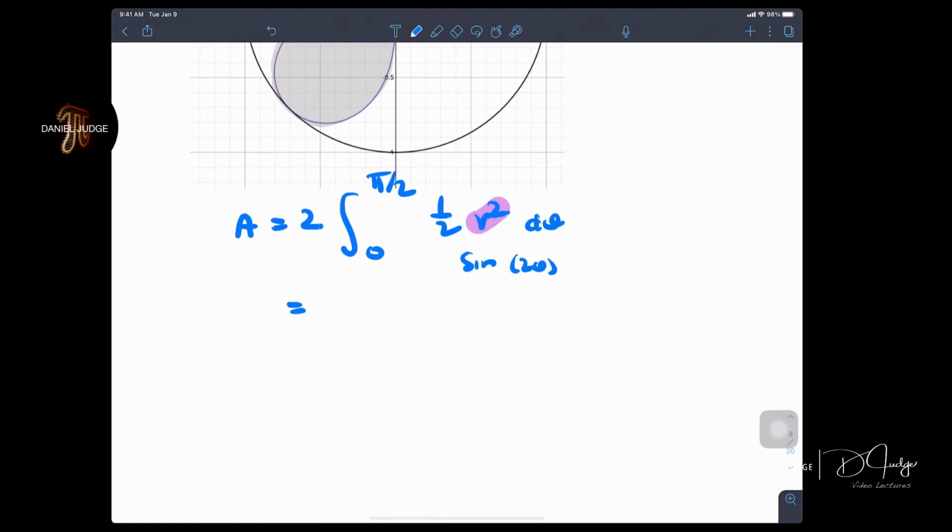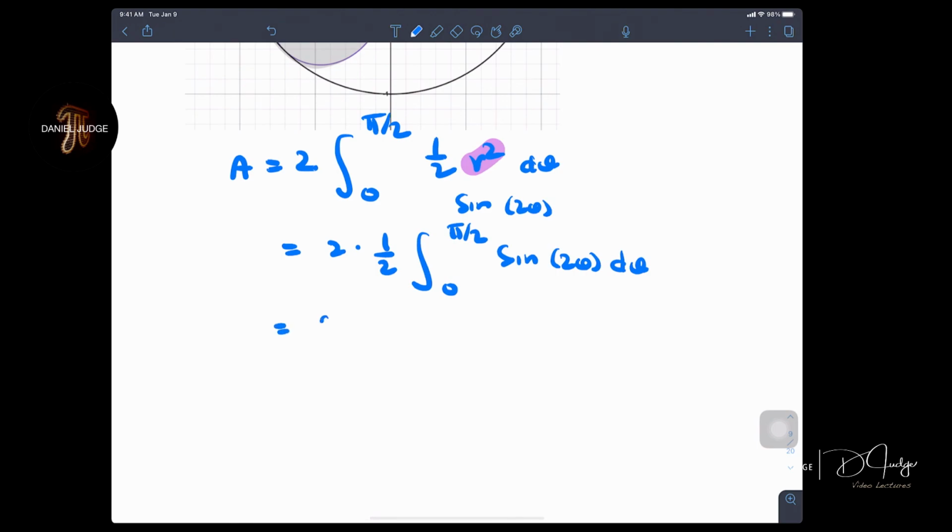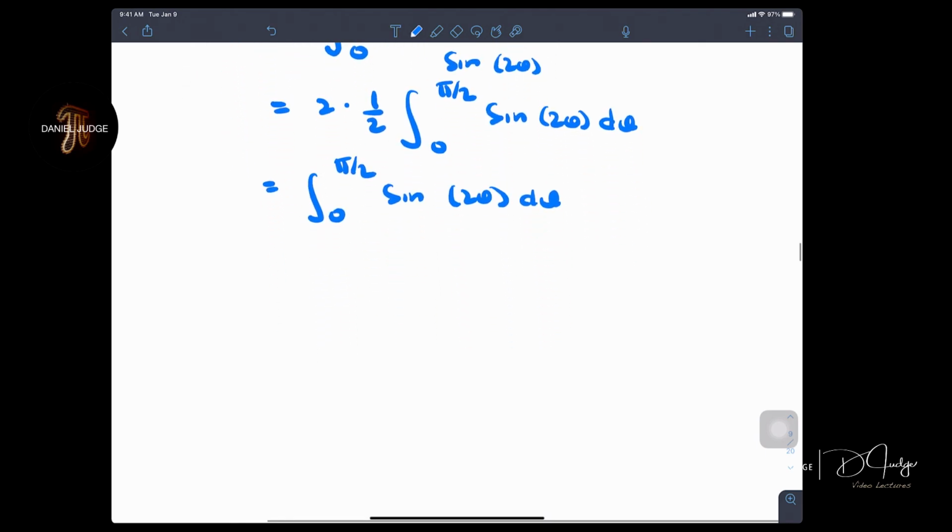So pull out your constant, 2 times 1/2 integral 0 to pi over 2, really sine 2 theta d theta, which is 0 to pi over 2 sine 2 theta d theta. Now integrate. Derivative of cosine is minus sine. So this is minus cosine 2 theta. But be careful, ladies and gentlemen. That's actually minus 1/2, because you're going to have to use u sub.